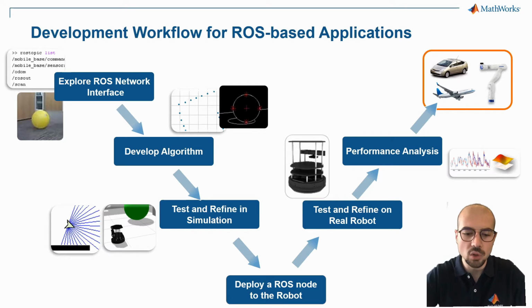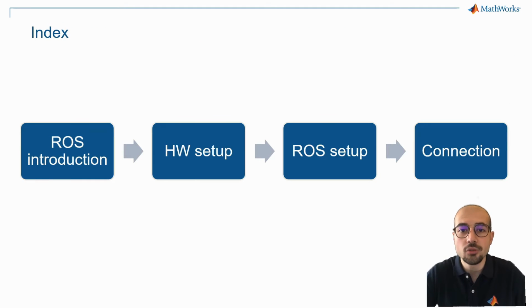So compile the software and put it onto the robot, then test it on the real hardware, on the real robot, do some performance analysis, and if it's all good, we can put it in production and say goodbye to our robot that will change the world. Okay, and this is the introduction of ROS.